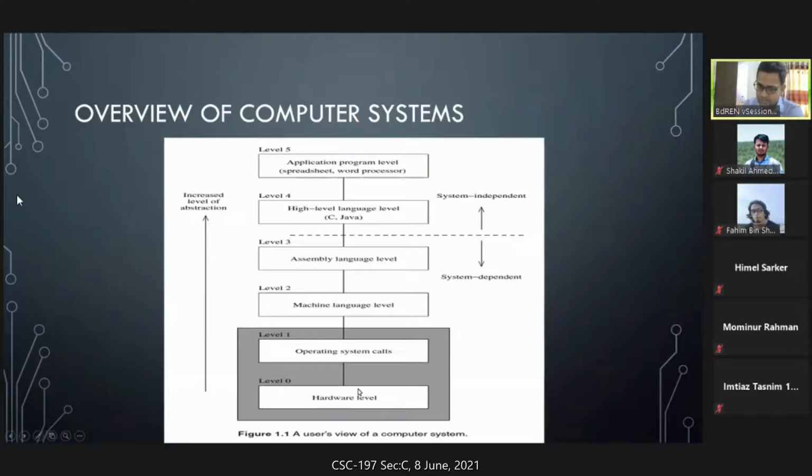So this is our hardware level. How about the operating system? Think about the operating system. All right, now we have done the hardware level, which we use every day. How about the operating system, and why do we call them system dependent?